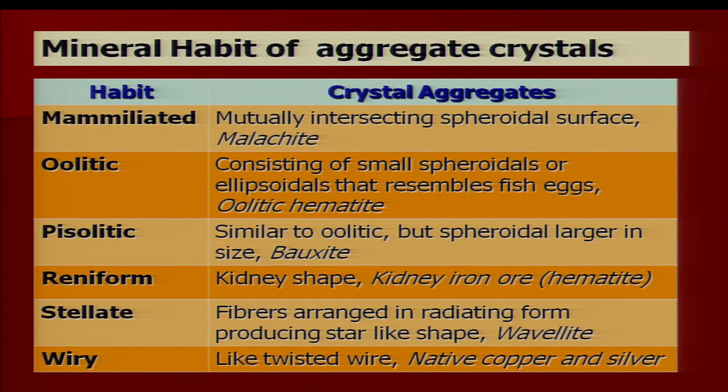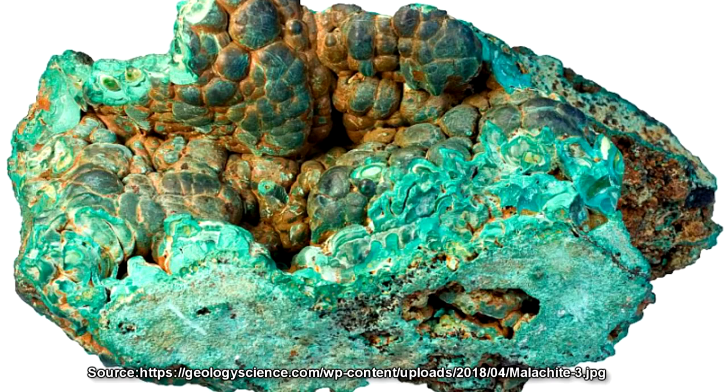Now, I will discuss mineral habit of aggregate crystals: mammillated, oolitic, pisolitic, reniform, stellate and wiry. These are the important categories of mineral habit of aggregate crystals, not of a single crystal, but of aggregate crystals with mutually intersecting spheroidal surfaces. An example is malachite. I have also cited malachite before, but malachite occurs in mammillated habit when it is present in aggregates, with a lot of rounded spheroidal surfaces of granules clubbed together.